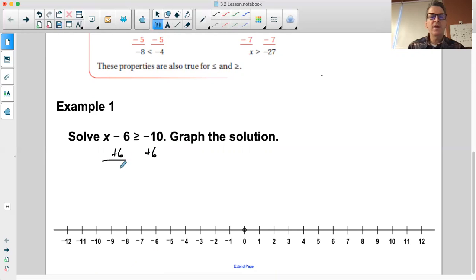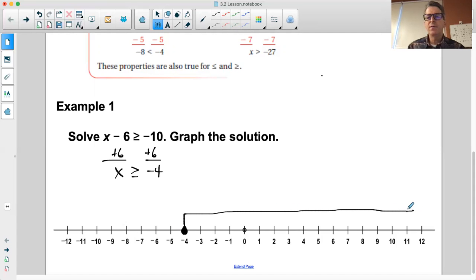By doing so, we have x by itself on the left, greater than or equal to negative 10 plus 6, which is negative 4. So our answer is x greater than or equal to negative 4. We want to graph it to illustrate all of the possible solutions. Let's find where negative 4 is, and we put a solid dot, because we're including the negative 4 with the greater than or equal to symbol. We're looking for everything greater than or equal to negative 4, so we shade everything to the right.